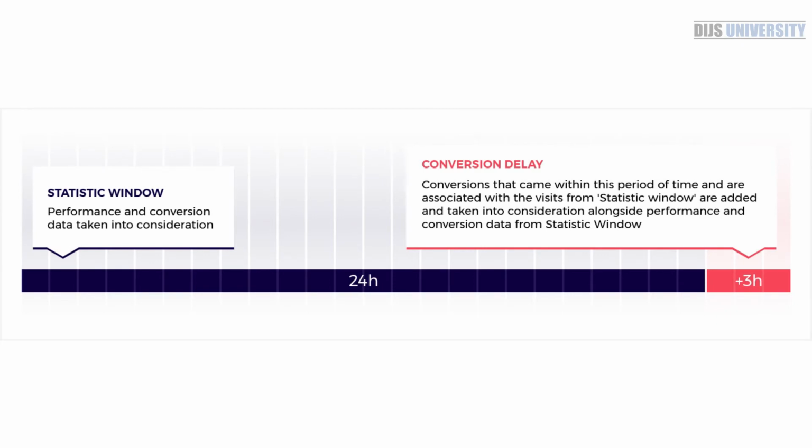You have the statistic window, which is your performance and conversion data taken into consideration, which is usually within 24 hours. But sometimes you have delayed clicks, and we see them come in all the time on our campaigns, where we're probably paying a couple pennies the following day after we pause the campaign because of delayed clicks. If that happens, and if we have any conversions that have come within that time frame where they're associated with the visits that are added and taken into consideration alongside performance of our statistic window, then you can set that up for an additional 3 hours or so. We'll show you how to set that up in the next step.